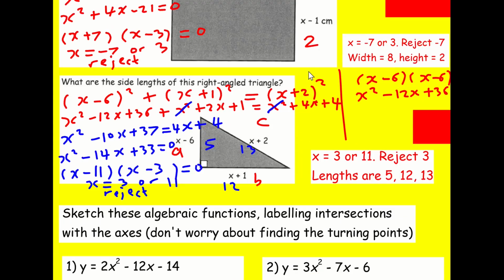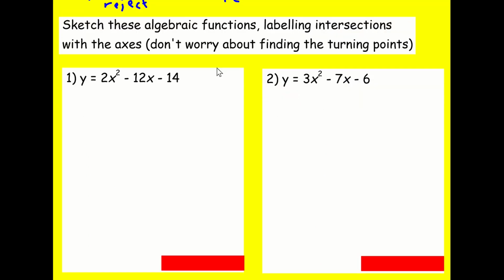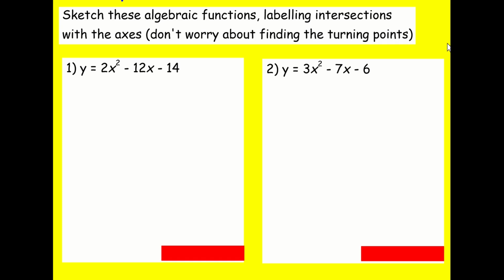Alrighty, the main thing today, the new thing, is that we're now going to be looking at quadratics where we don't just have an x squared, we have a number in front of it. I'm going to talk about 4 examples of dealing with that, and then I'll get you to try some.